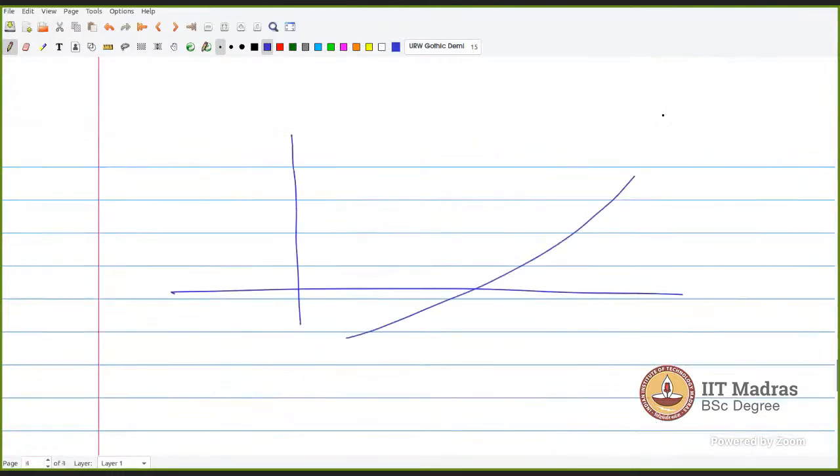So when both are decreasing, then the function is increasing. See here itself, is this increasing or decreasing? Increasing. Is this function increasing? Decreasing.